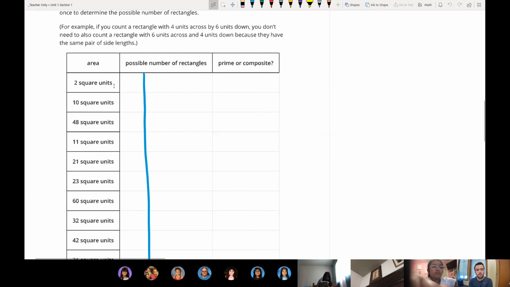So let's look at 2. What are the possible rectangles or rectangle that has an area of 2 square units? What is an example of a rectangle with 2 square units? Looking at this first row here, 2 square units. Jocelyn, is your hand still up from earlier, or do you know the answer to this question? It's from earlier. Okay.